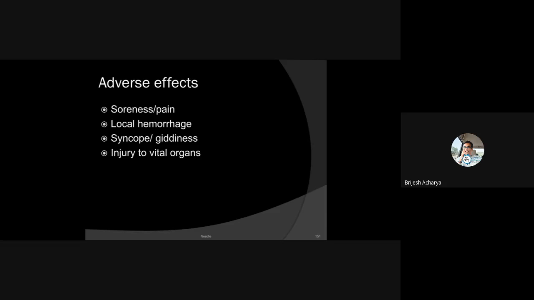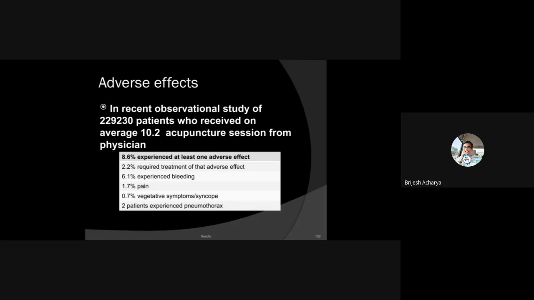Syncope and giddiness are quite common. So ask the patient not to come hungry and make the patient comfortable, then you can perform. Injury to vital organs may happen if the needle is not given correctly. Now, this is a study on the adverse effects of dry needling. You can see that even experienced acupuncturists cause adverse effects, and about 0.7 to 1% of patients have vegetative symptoms or syncope. So it is a very skillful task, and you have to give the needle very carefully.